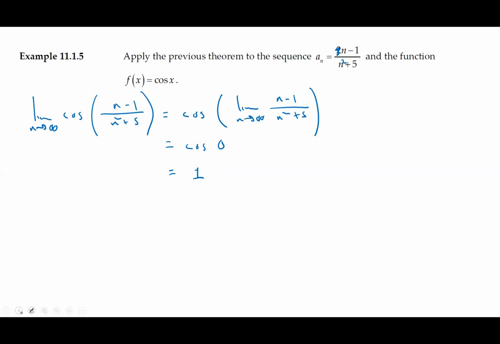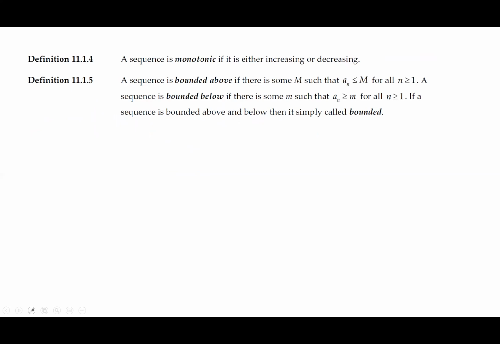All right. The last thing we're going to turn to here is some special conditions that guarantee convergence, namely bounded and monotonic. And I'll explain what that means. Monotonic means decreasing or increasing, meaning the sequence is going up or going down. Bounded above means that the sequence values are all below some value, and bounded below means they're all above some value. Okay?